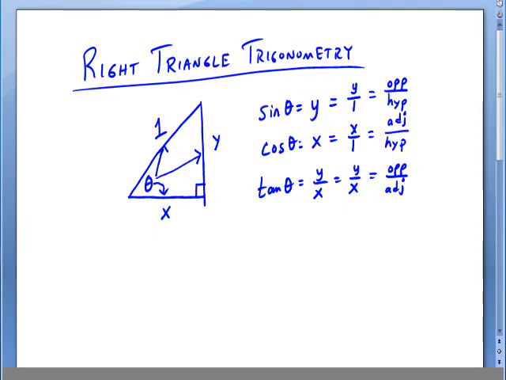So now if we look at the sine, cosine, and tangent in terms of these three ratios, we see that the sine of theta is the opposite over the hypotenuse, the cosine is the adjacent over the hypotenuse, and the tangent is the opposite over the adjacent. Now, the value of this is, if we have these definitions, we can use them to find unknown angles and sides within right triangles. We'll go to the next slide for an example.